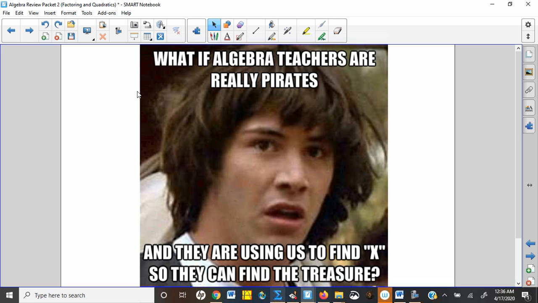What if algebra teachers are pirates and they just want you to find X so they can steal your treasure?